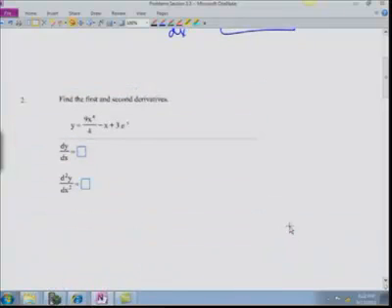All right, find the first and second derivatives of this. I'll write this here. y equals 9x to the fourth over 4 minus x plus 3e to the x.